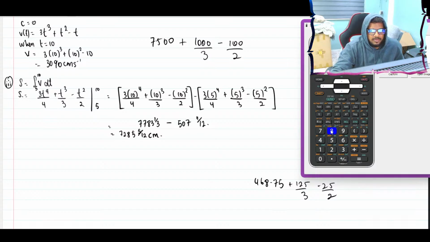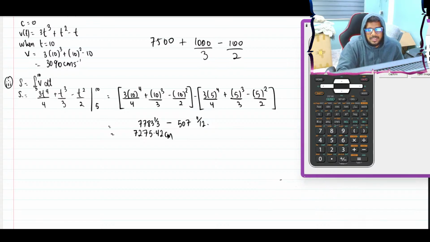So 7783 and 1/3, take away this. 7783 and 1/3, take away the answer. 7275.4. 7275.42 centimeters. Again, barring I make some kind of mistake, it's a kind of weird number. To the nearest whole number, 7275 cm.